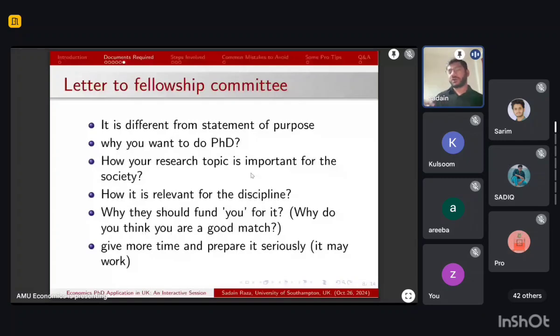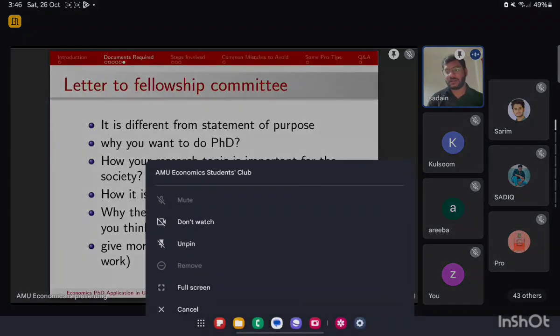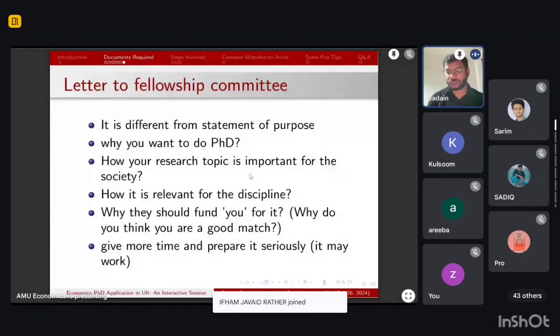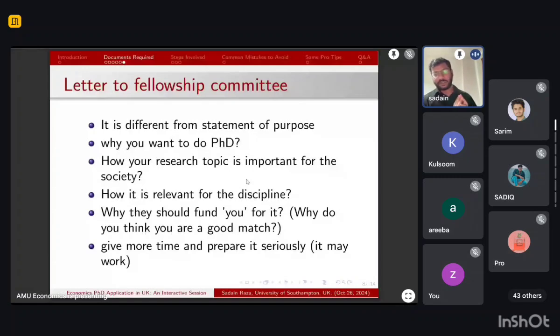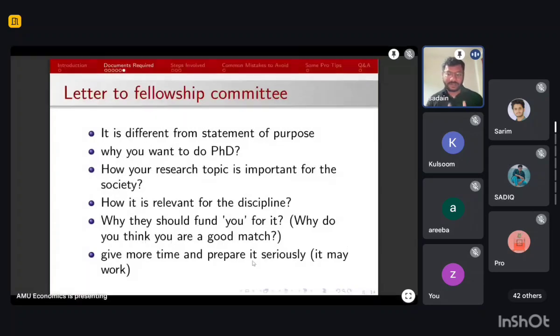Maybe you are working on a topic in which many other people can work. Why are you special, why is your skill set more important for that particular research? For the fellowship committee, you have to think from their perspective. Many times the first person who will read your fellowship letter may not be a person trained in economics. I'm not sure about it, but it may be the case that the first person reading your fellowship letter is not trained in economics.